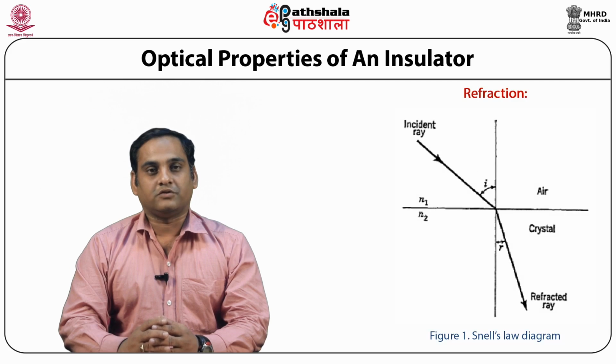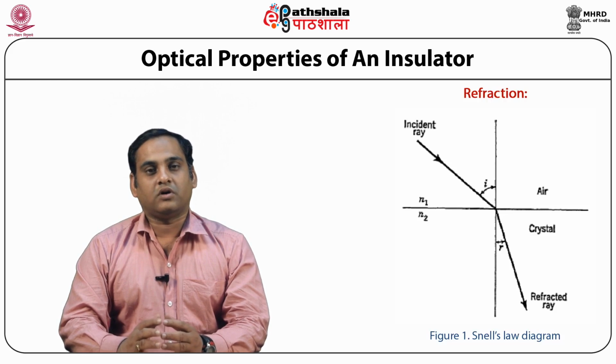Optical properties of an insulator. Refraction. Most insulator crystals are transparent to visible light. This is so because the energy gap separating the valence band from the conduction band is quite large. The energy of the incident light photons is too small, therefore, to excite any electron from quantum states in the valence band to the higher energy states in the conduction band, and the photons are not absorbed by the crystals.